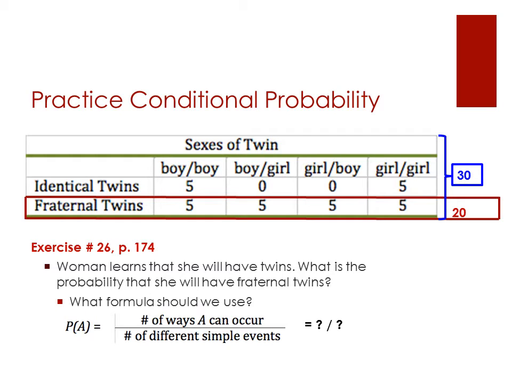So when we're going through and getting our amounts, notice that in this example we're looking at the number of all different simple events. So we're simply going to add up all the ways that one could have twins. When we're looking at all the different possible ways that one could have twins, because that's the precluding thing, she knows she's going to have twins. Then we're going to also add up just the amount of times that fraternal twins could occur. So there's our two pieces that we've marked up on our chart.